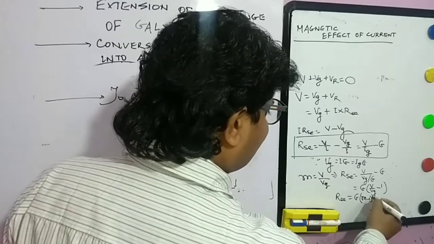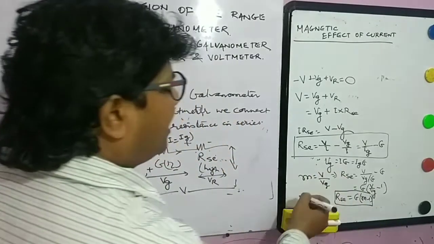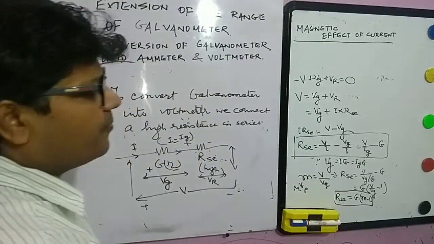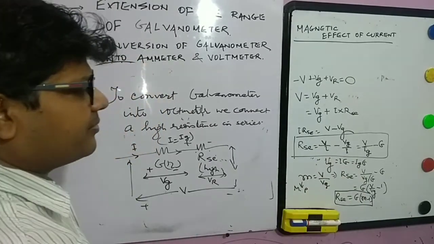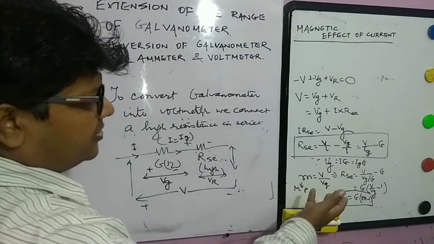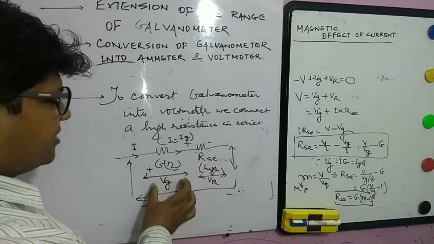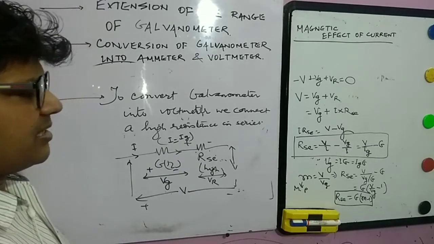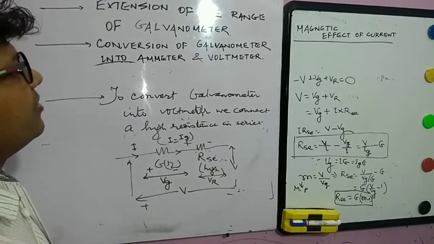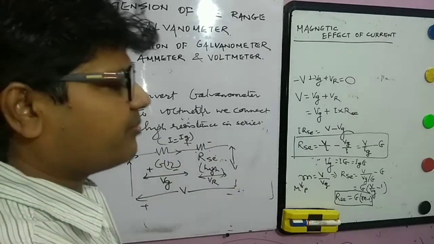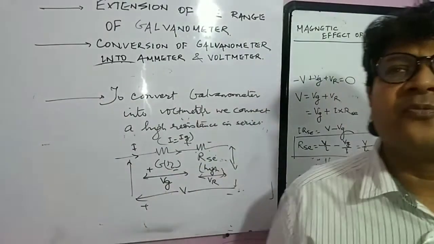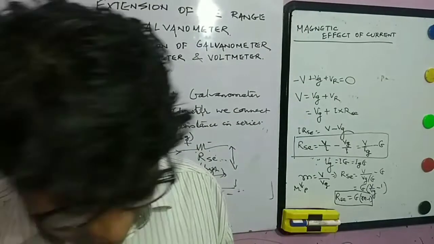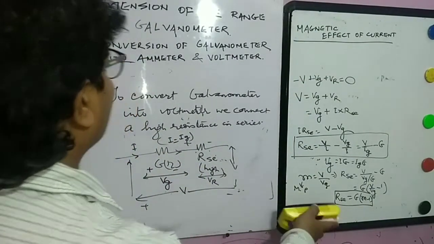So RSE is equal to G into M minus 1. And what is M? M is the magnifying power, V by Vg, where V is the voltmeter reading and Vg is the voltage across this Ig. This is the way we convert galvanometer into voltmeter and galvanometer into ammeter. Now we are going to solve a few problems, and that is very easy, so you will enjoy, right?